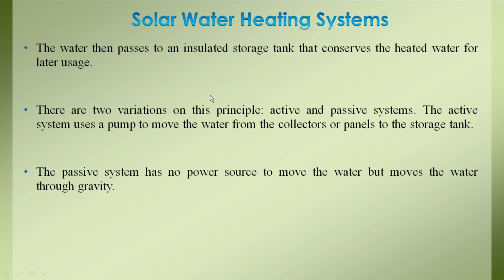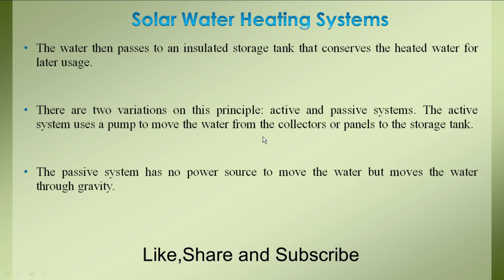The water then passes to an insulated storage tank that conserves the heated water for later requirements. There are two variations of the principle, the active and passive systems, that we can use inside solar water heating systems. In the passive system, there is no pump operating. With the help of the thermosiphon phenomenon, this solar water heater works.